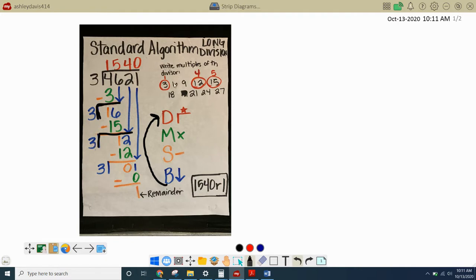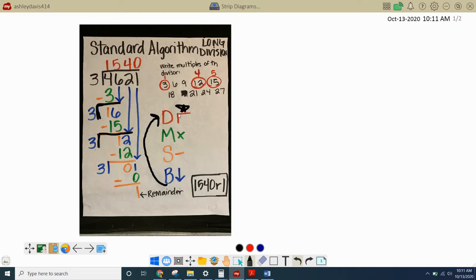12 divided by 3, so I go over to my multiples. I can go all the way to 12, which is 4 times, so I put my 4 up here. As you can see, the numbers that I get from over here go to the top every time you divide. That's why there's a star right here.